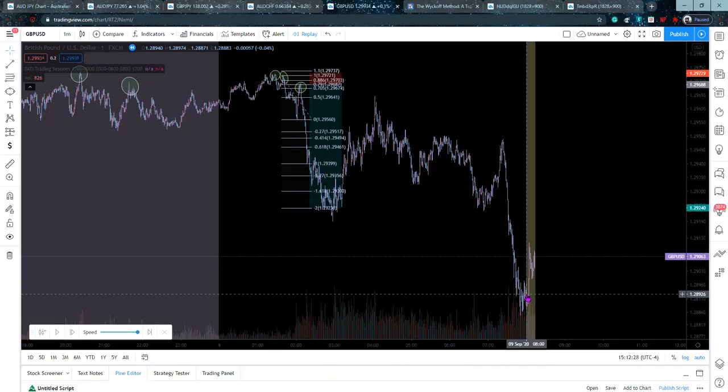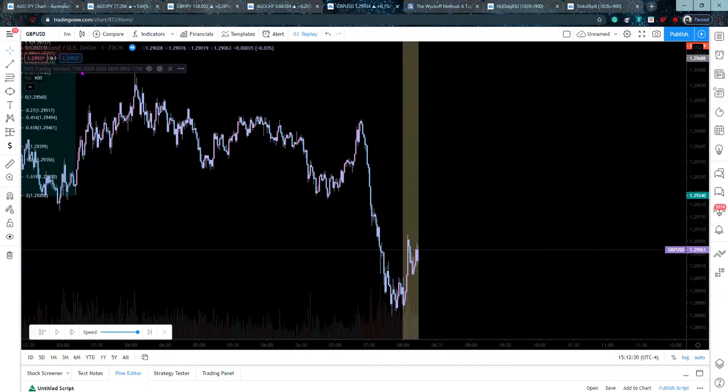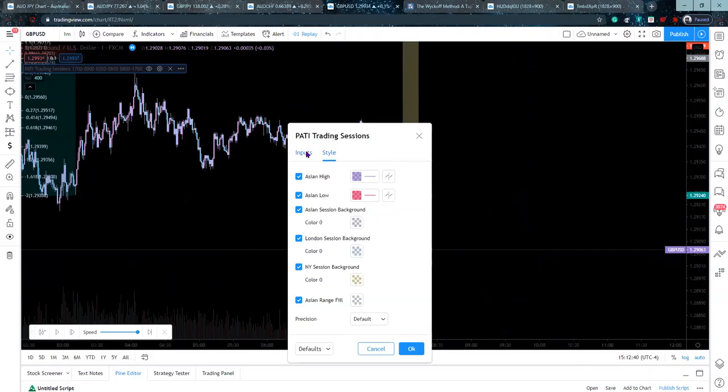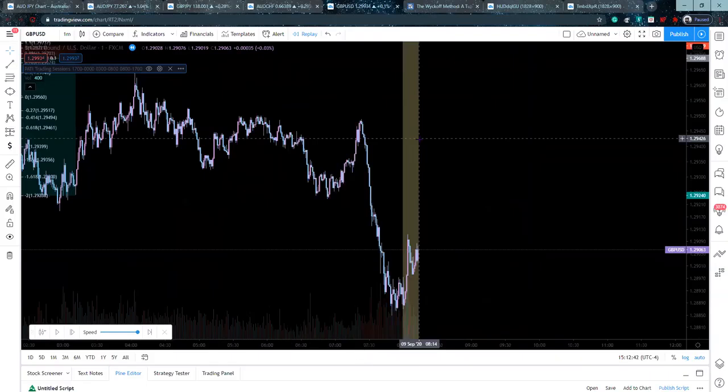Is that yellow thing an indicator? Yeah, this yellow thing is the Patty trading sessions. Patty, okay, got it. I'll use that. And I have Asia range on. Asia high, Asia low. Okay.